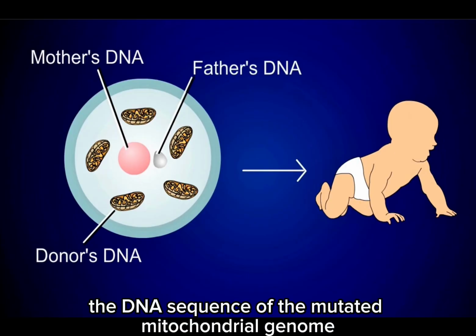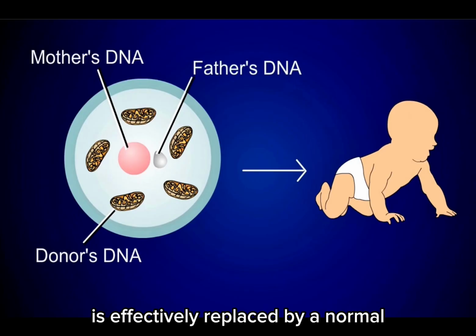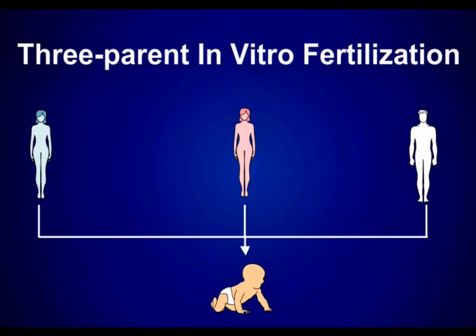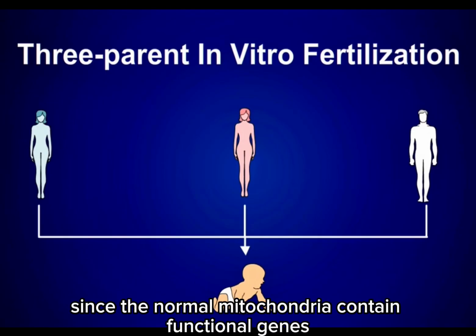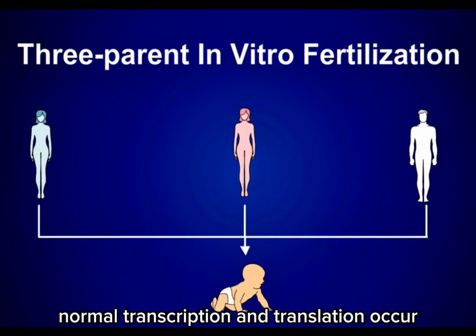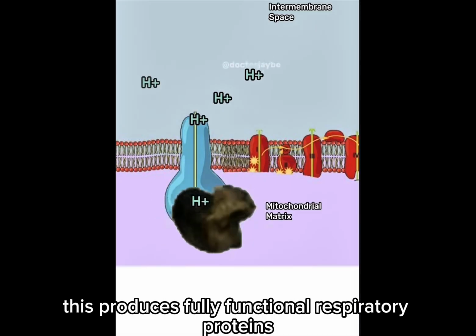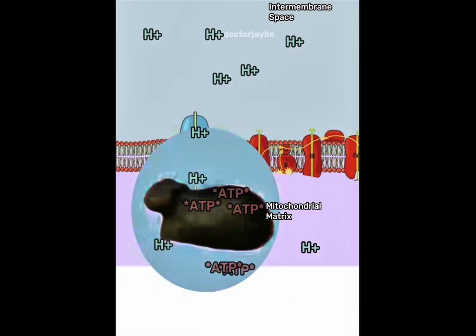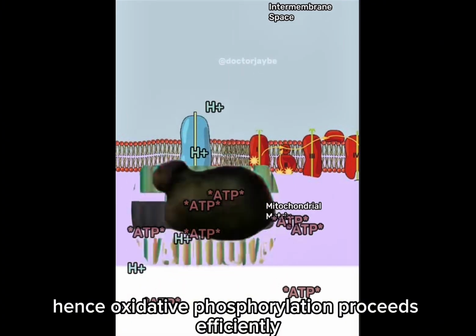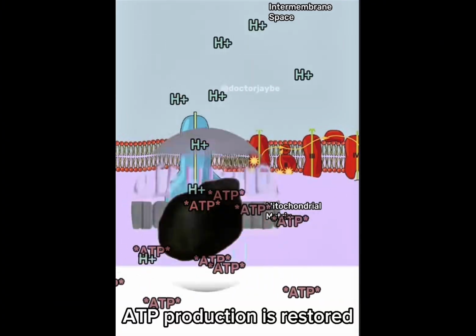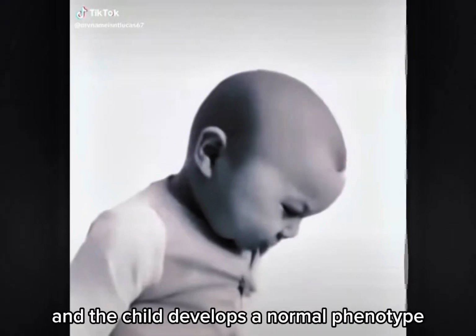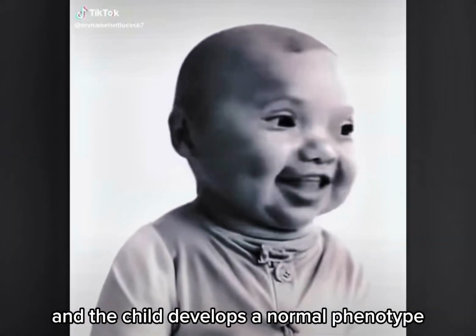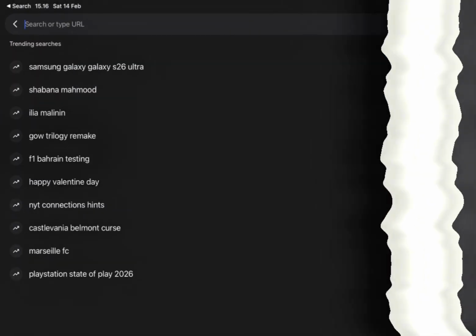The DNA sequence of the mutated mitochondrial genome is effectively replaced by a normal mitochondrial genome. Since the donor mitochondria contain functional genes, normal transcription and translation occur. This produces fully functional respiratory proteins required for the electron transport chain. Hence, oxidative phosphorylation proceeds efficiently, ATP production is restored, and the child develops a normal phenotype without mitochondrial disease.